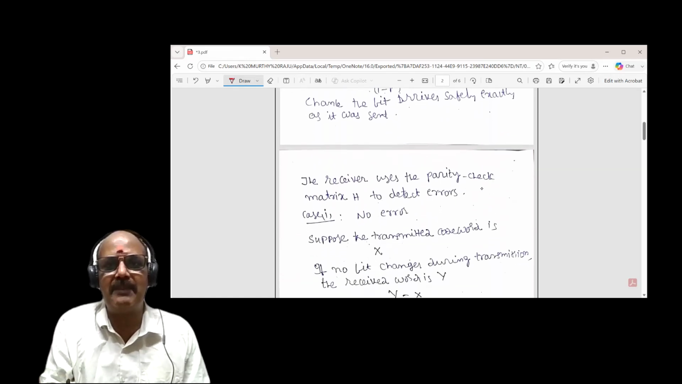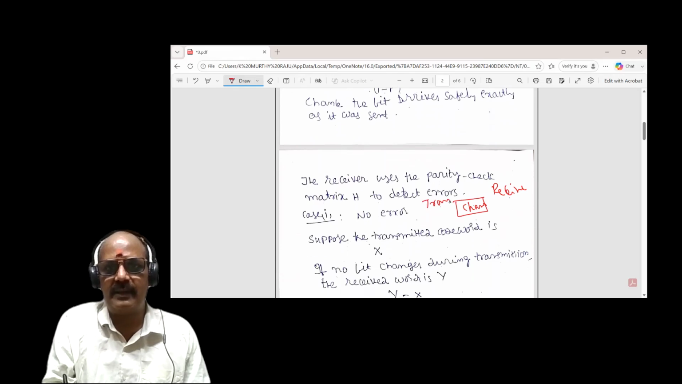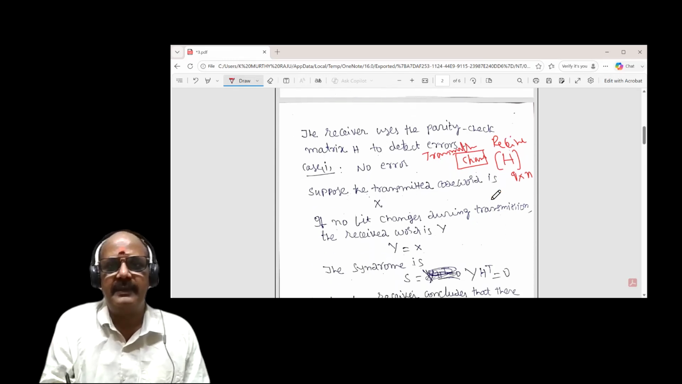The receiver uses the parity check matrix H to detect errors. This is the transmitter, this is the binary symmetric channel, and this is the receiver. The receiver uses the parity check matrix, capital H, of size Q cross N. Suppose the transmitted code word is X.